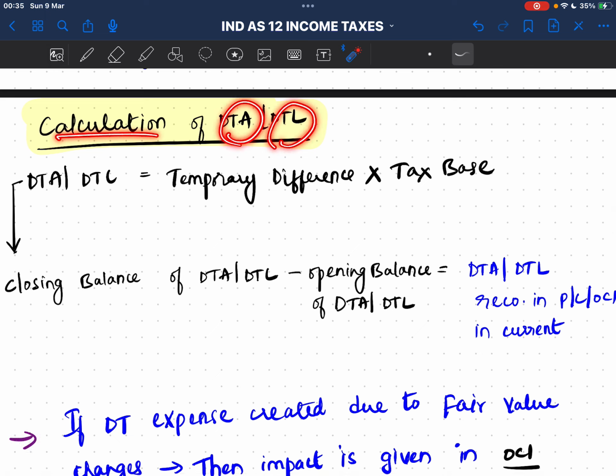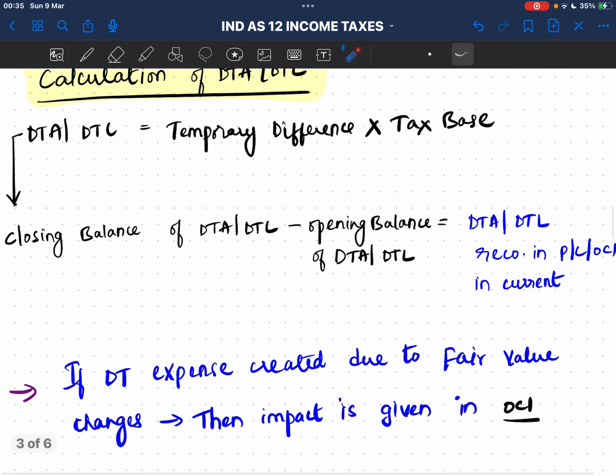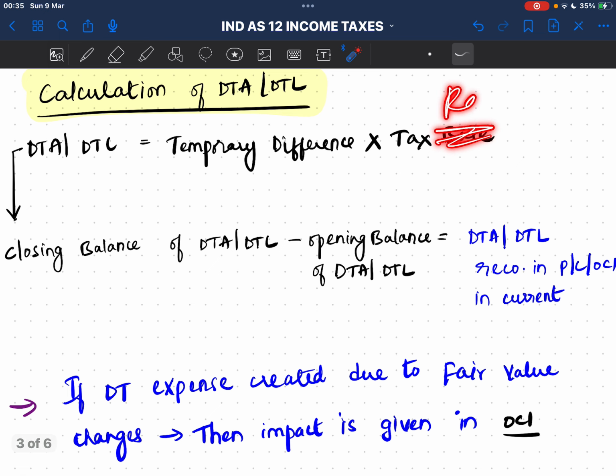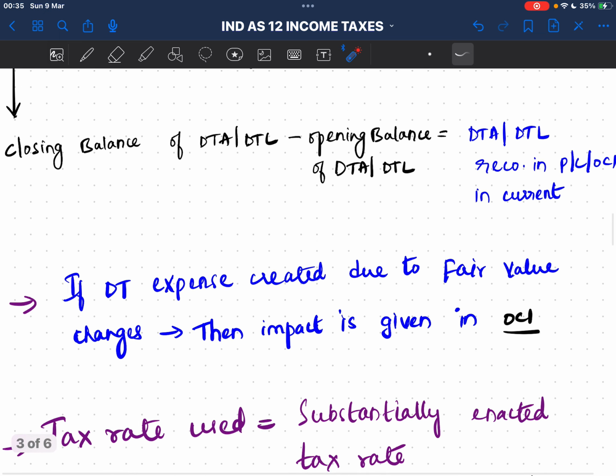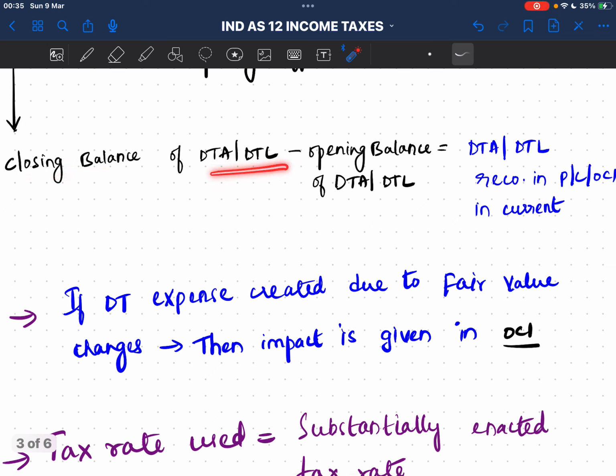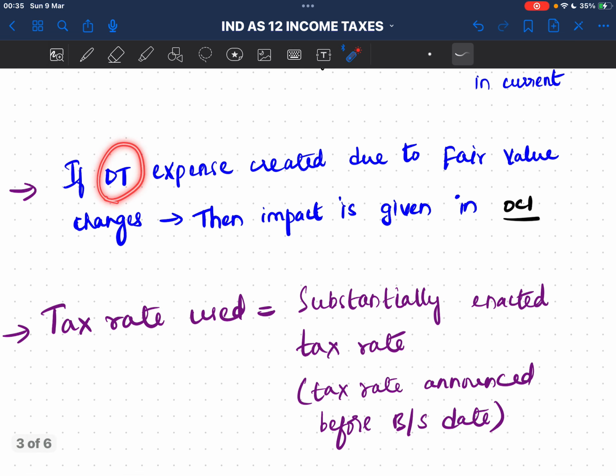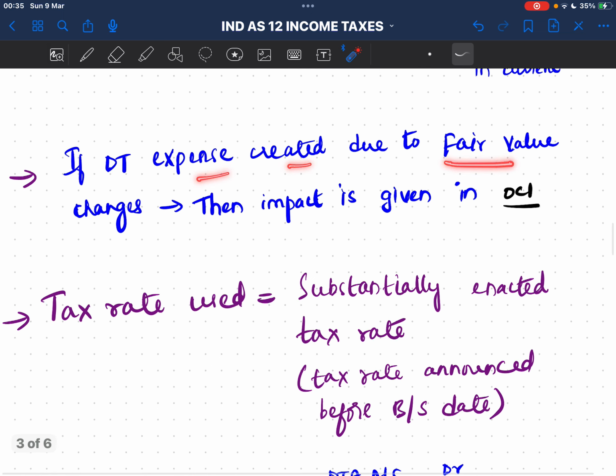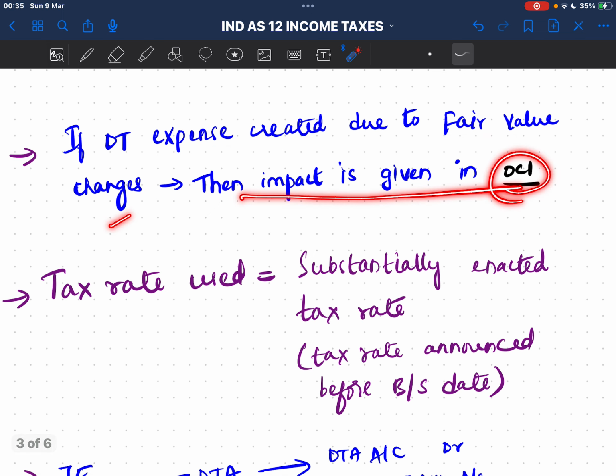Calculation of DTA DTL. DTA DTL is equal to temporary difference into tax rate. This is the closing balance of DTA DTL, which is reduced by opening balance of DTA DTL, which gives DTA DTL recognized in either P&L or OCI in current year. If deferred tax expense is created due to fair value changes, then impact is given in OCI.